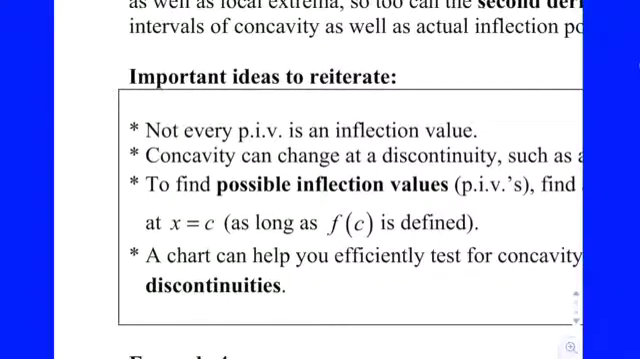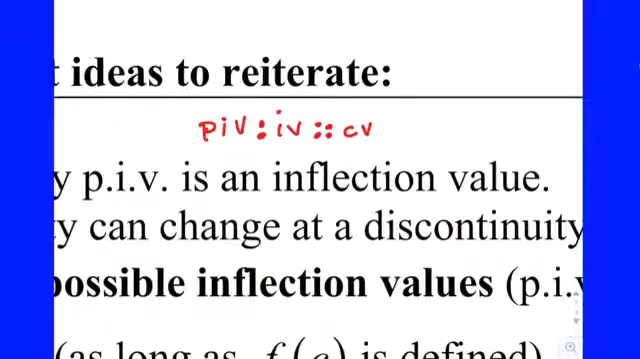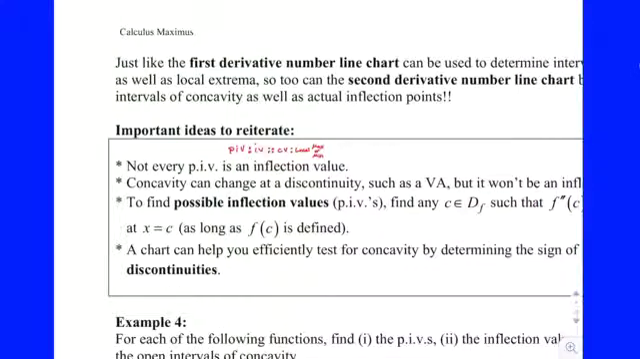Re-repeating. Not every PIV is an IV. Okay, but we could say this: a PIV is to an IV as, and I think we've used this notation before, the analogy, as a critical value CV is to a local max or min. Okay? The vocabulary just isn't as great for the second derivative. A PIV is to an IV as a CV is to a local max or min.